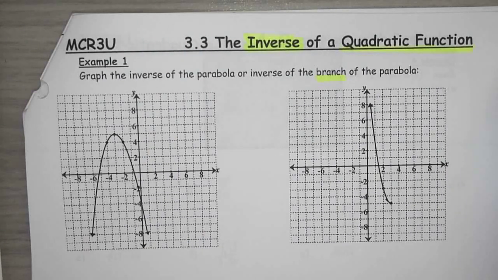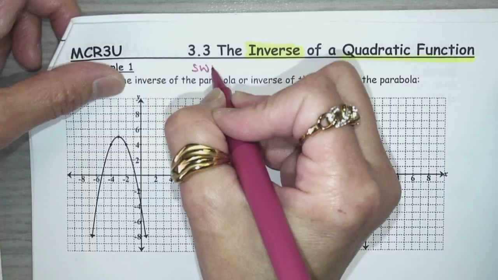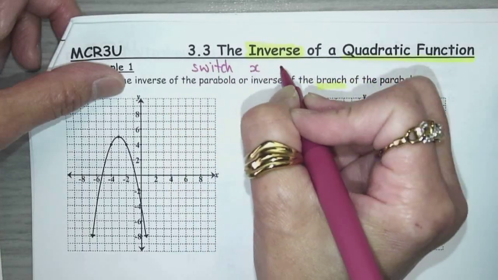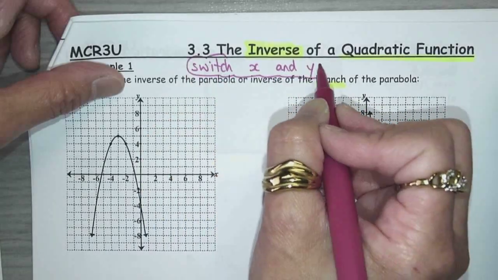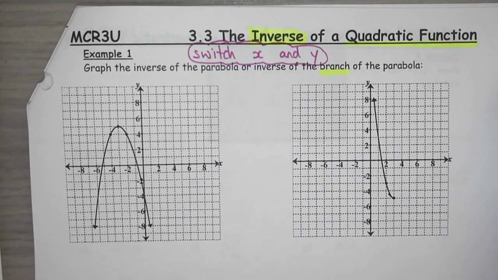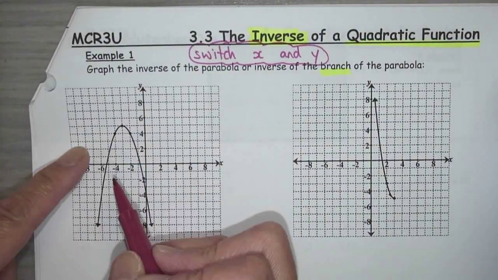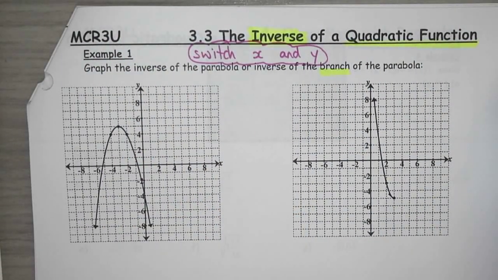So we know inverse means you are switching your x and y. So switch x and y. Again, that's not the formal way of thinking about it, but that's what we're thinking in our heads. We're going to switch x and y. So I'm going to take these values, write them down, and then inverse them.